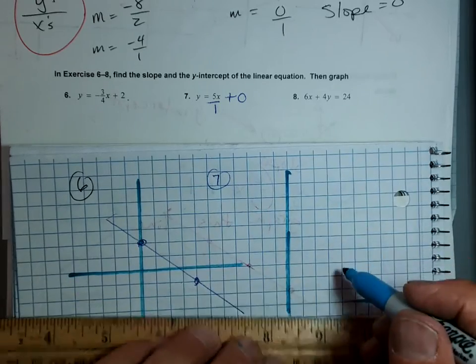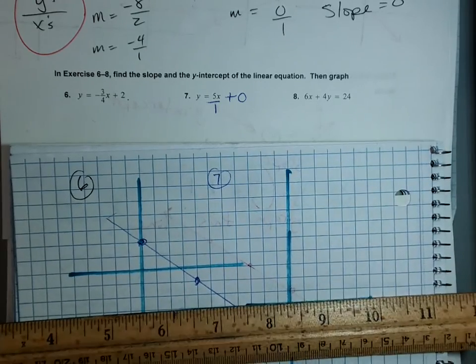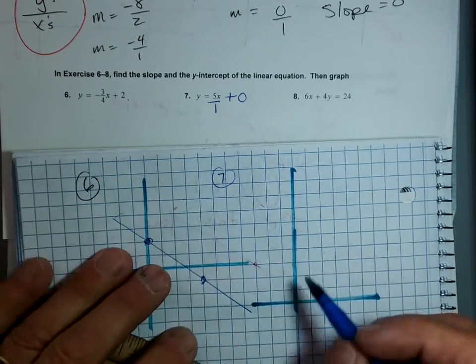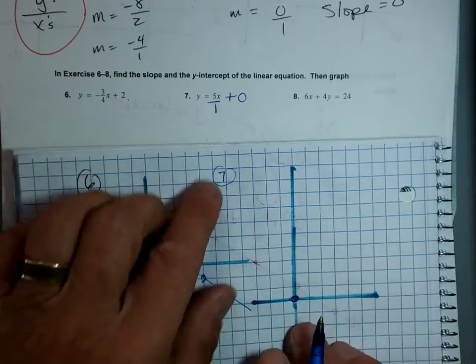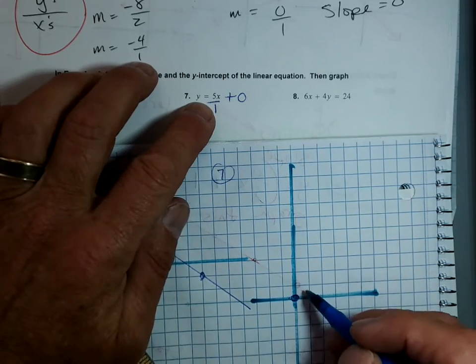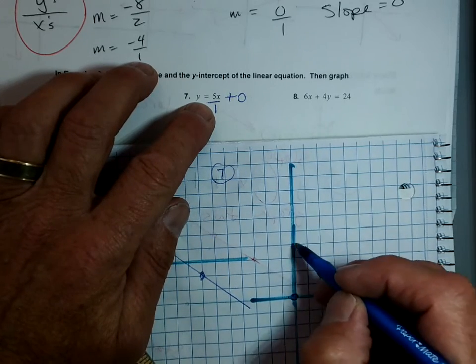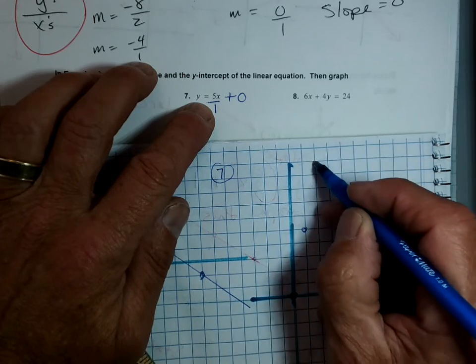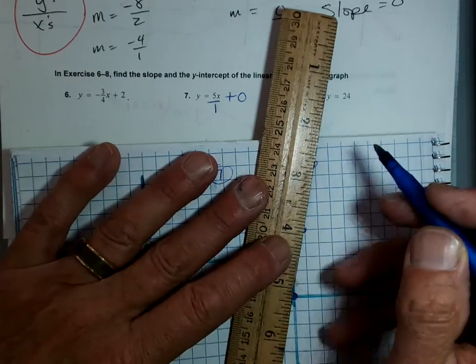So I'm going to start at 0. Yes, start at 0. And then I'm going to go up 5: 1, 2, 3, 4, 5 over 1. And I'm going to graph my line.